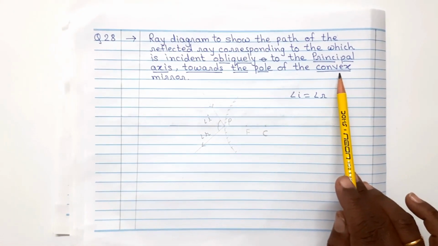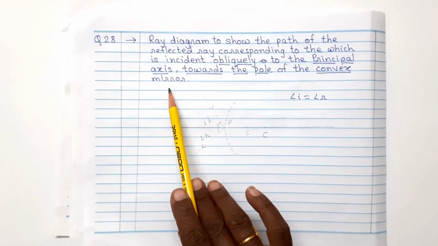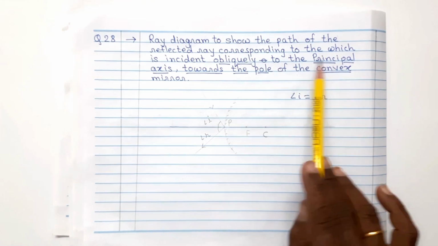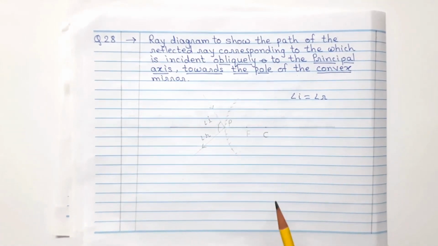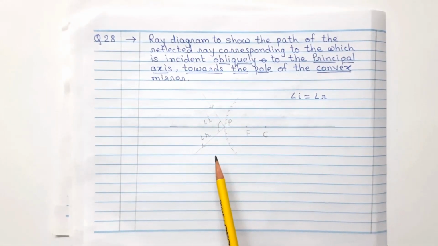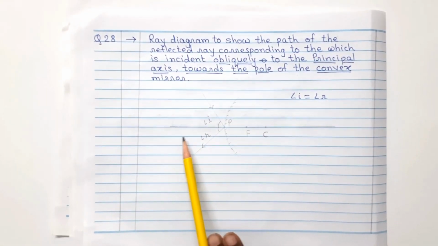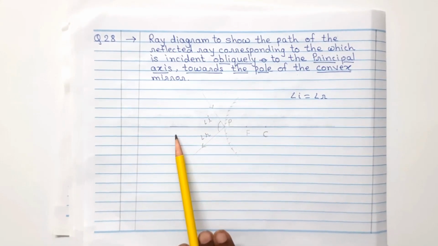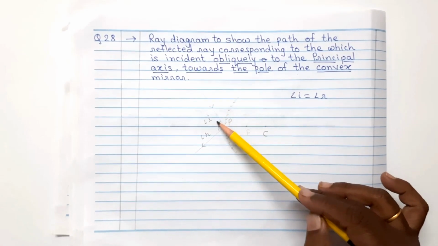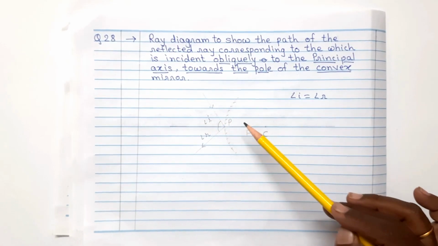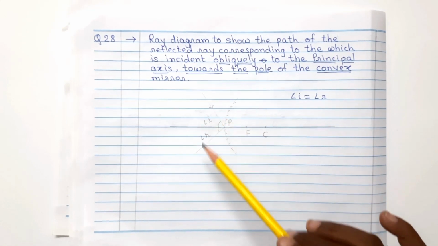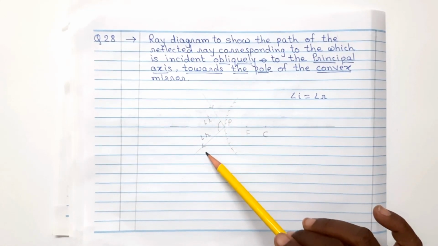What is it? It's a convex mirror. How is the incident ray? It is oblique to the principal axis. So, while drawing such ray diagrams, draw it light. See this principal axis, I have drawn it very light. Angle I, angle R. You have to show the direction of the incident ray and the reflected ray.